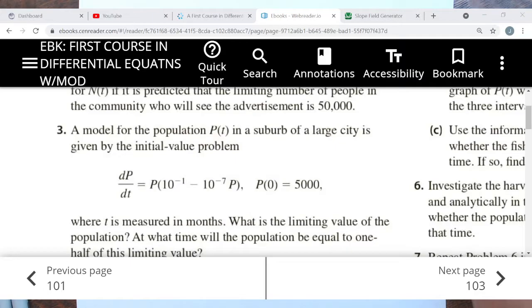And the initial condition P of 0 is 5,000. And here t is measured in months instead of years. What is the limiting value of the population? Well, remember, that's the carrying capacity. That'd be simply A over B. 10 to the negative first divided by 10 to the negative 7th, which would end up being 10 to the 6th. So 1,000,000 people. One with 6 zeros after it. And at what time will the population be equal to half this limiting value?